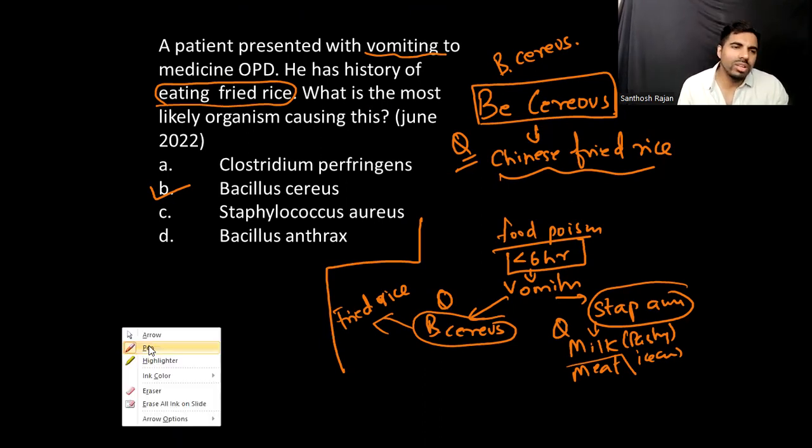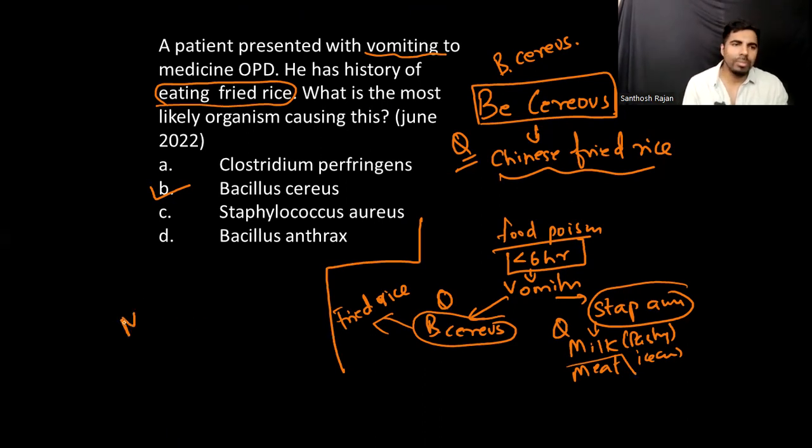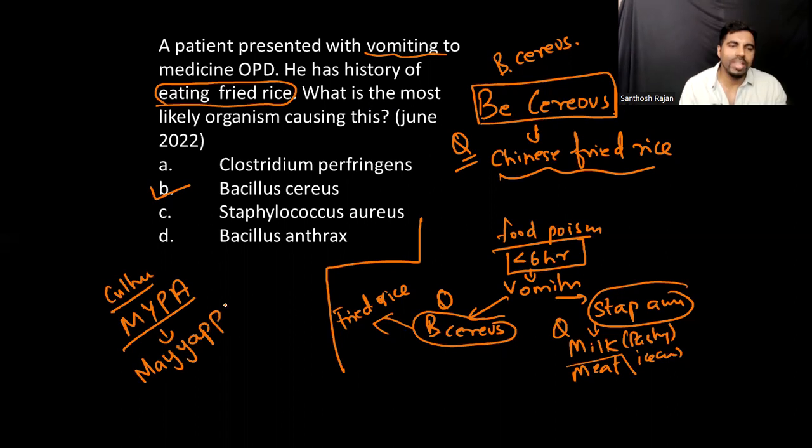And they don't ask it visually. There is one culture media for B. cereus, which is asked only in PG exams, called MYPA. So why am I saying this here? The culture for Bacillus cereus is MYPA. Remember, in Kerala we have a restaurant called Mayappa, M-A-Y-Y-A-P-P-A. Mayappa restaurant is very popular for fried rice.